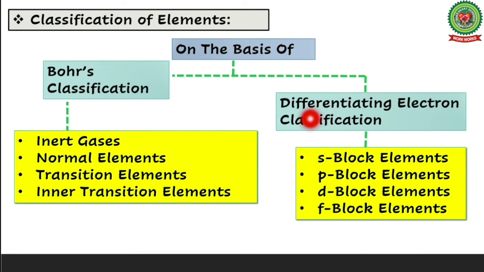Now let's move to differentiating electron classification. According to this classification, we will be considering the last electron. If the last electron is entering in s orbital, that means the block to which it belongs is s block. So we have termed those elements as s block elements. If the last electron enters p orbital, then that element will belong to p block and those elements will be termed as p block elements, and so is the case with d block elements and f block elements as well. So let us have a look at those one by one.